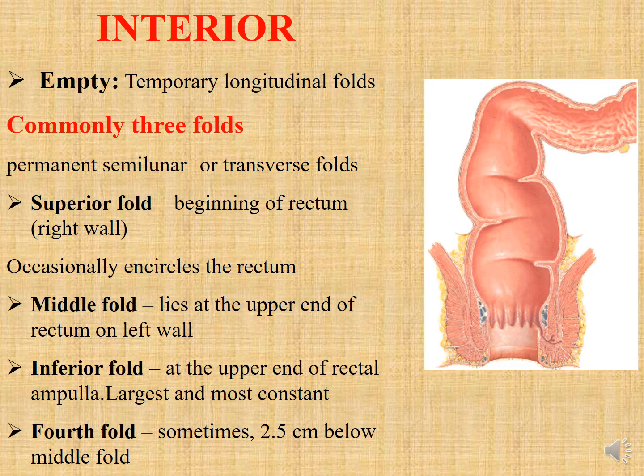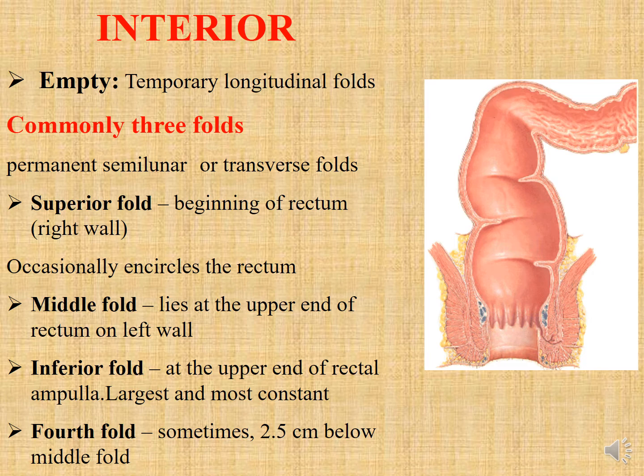So coming to the interior of rectum, which is of special mention because it is not smooth inside, and it shows certain folds, two types of folds: longitudinal folds and transverse folds. The longitudinal folds are temporary, whereas transverse folds are permanent. Longitudinal folds disappear when the rectum is distended, and the transverse folds are permanent and more marked when the rectum is distended.